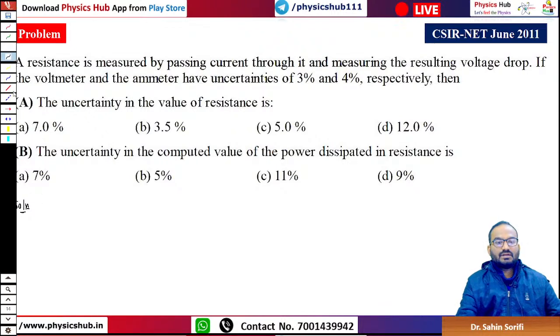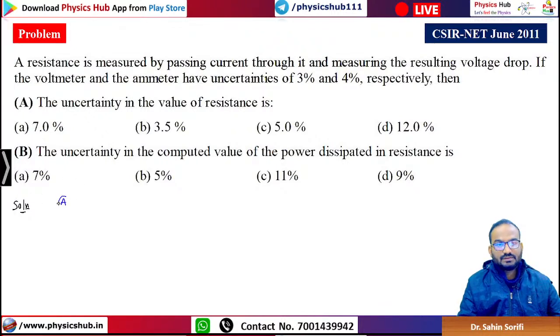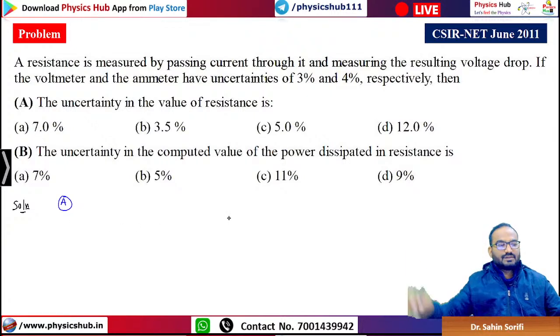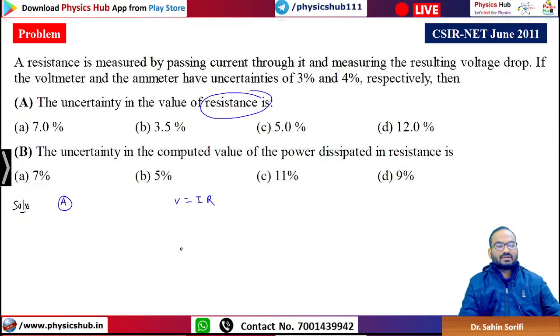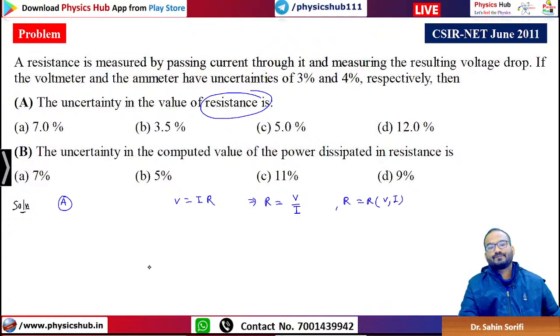Let's go with the first one. Resistance is measured by passing current through it. So we have to use the V is equal to IR formula. Uncertainty in the value of resistance we have to calculate. So R is equal to V by I. So you can imagine it in this way, that R is nothing but a function of V and I. So uncertainty in resistance means sigma R you have to calculate.